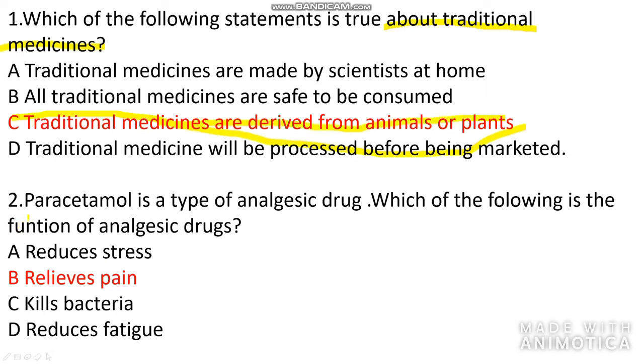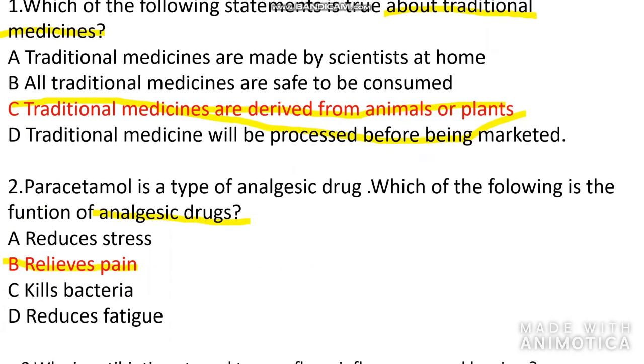Next, paracetamol is a type of analgesic drug. Which of the following is the function of analgesic? So analgesic drug is used to relieve pain. So answer is B.